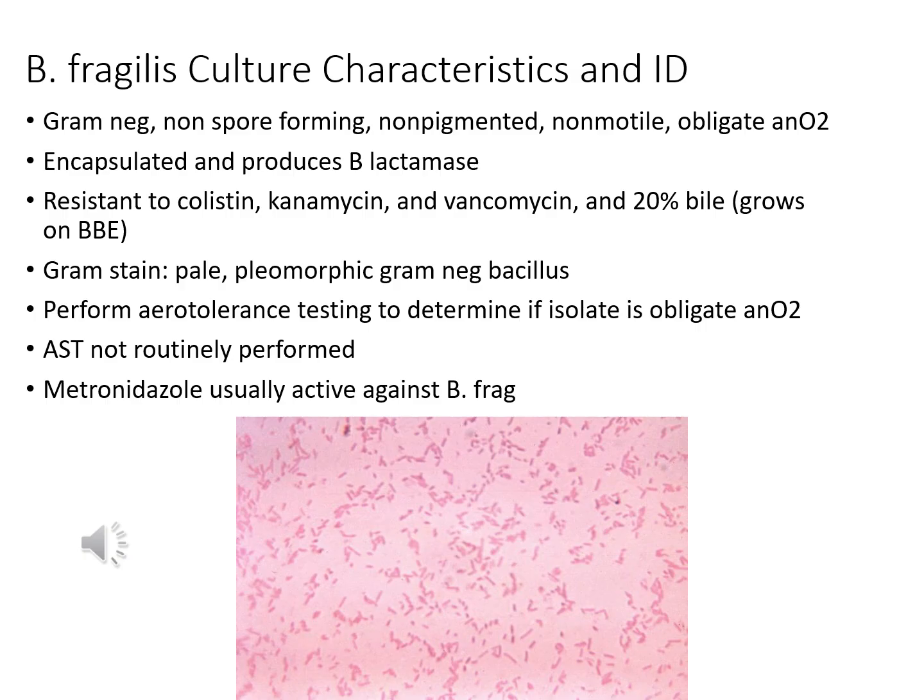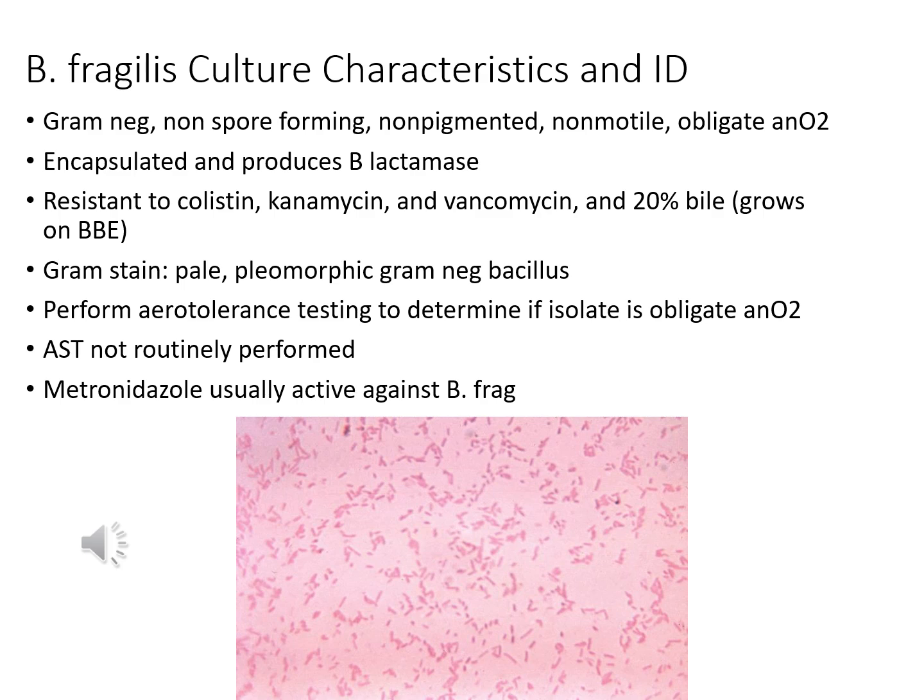Bacteroides fragilis is a gram-negative, non-spore former. It's non-pigmented, non-motile, and it is an obligate anaerobe. Encapsulated and can produce beta-lactamase. So that is one of your key ID characteristics. It's resistant to colistin, kanamycin, vancomycin, but it will grow in 20% bile. So it will be positive on your Bacteroides bile esculin agar, or your BBE agar.